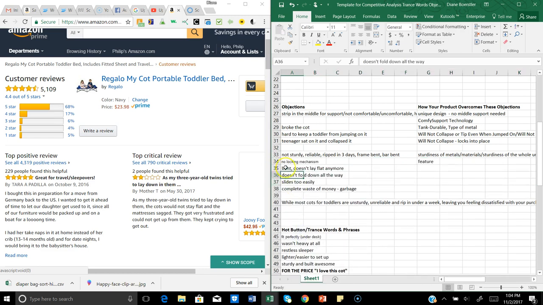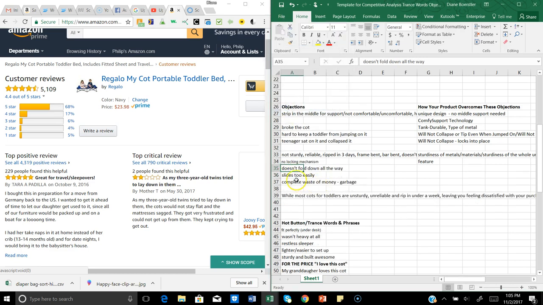Okay, so it doesn't lay flat anymore. It doesn't fold down out of the way. Let's see here. I can't actually do that on here. So, doesn't lay flat anymore. We already have bar bent up there. This one for doesn't fold down out of the way. Okay, slides too easily. That's a safety issue. So, we're looking at, this should actually be over here. Broke the cots. Put it in there. Broke the cots.